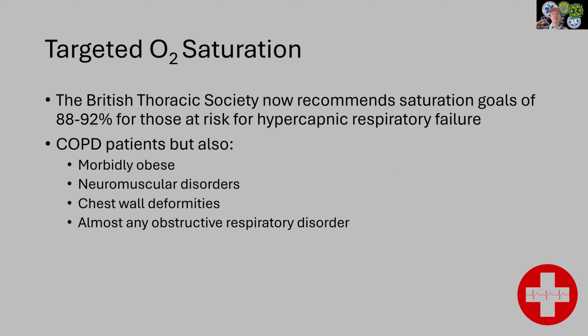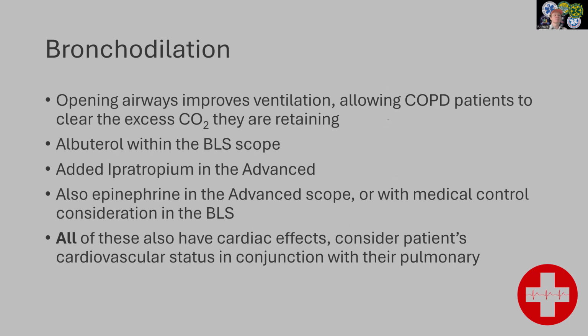So when we have these COPD patients, we're not going to shoot for our normal 94 to 99%. We're going to shoot for 88 to 92 when we have these long-time chronic COPD patients, not for every patient. Bronchodilation. The big thing we have here is a ventilatory problem. We're not ventilating CO2 out, so we're going to try and open up those airways.